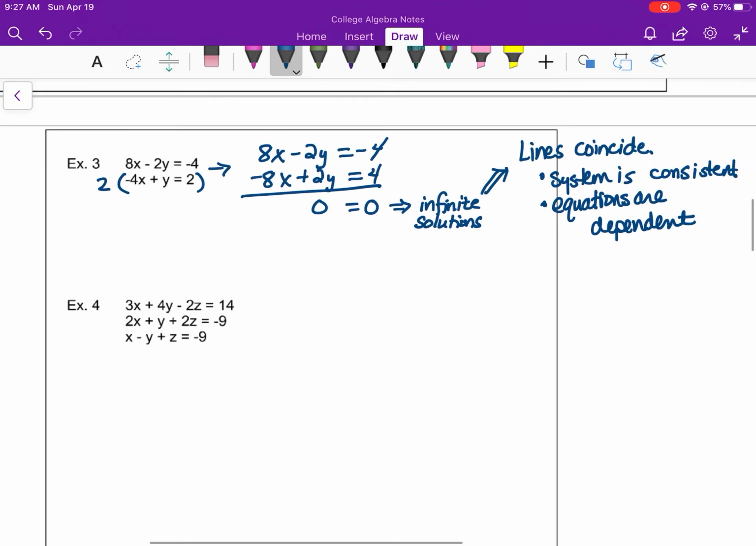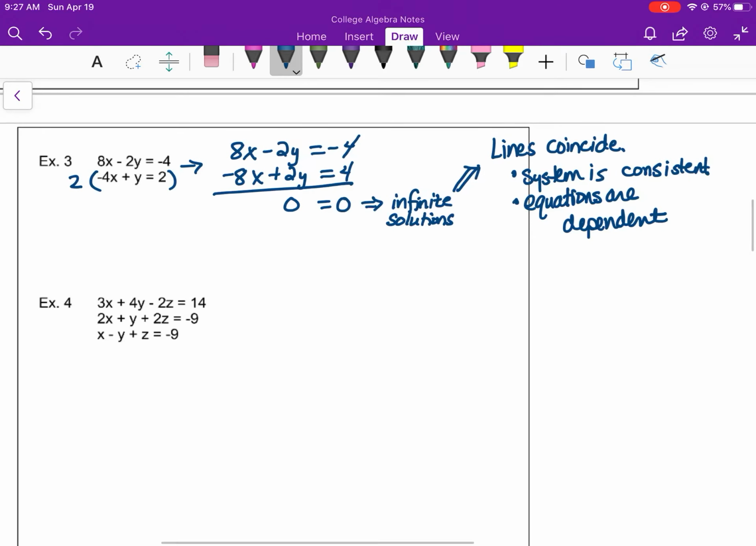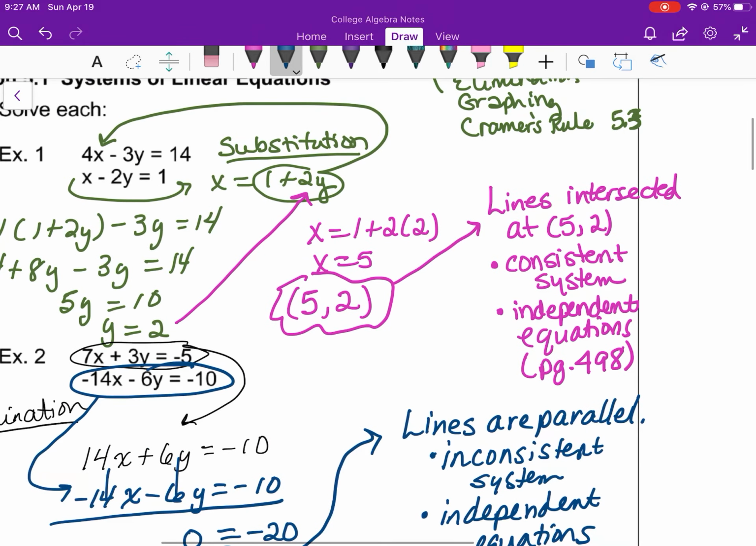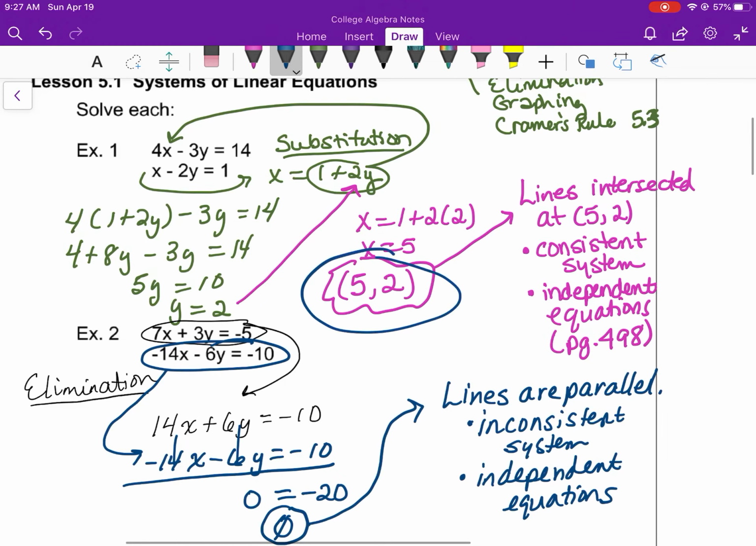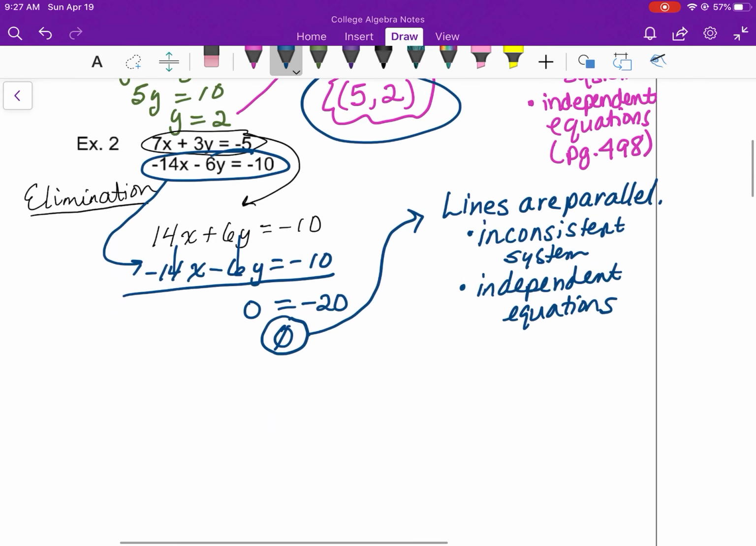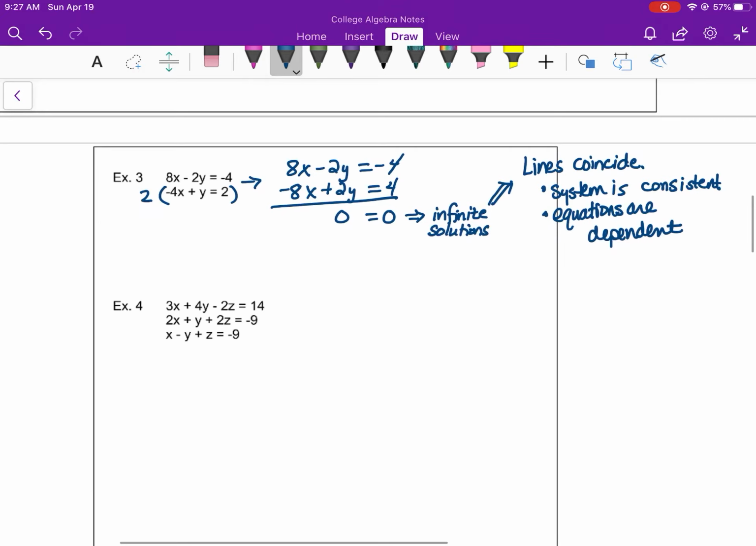Okay, now how do I write the answer when I have infinite solutions? So let's just backtrack a little bit. When I get an ordered pair, I expect you to write it as an ordered pair. When you get no solution, this is the notation. When you get infinite solutions, here's what we need to do. Your textbook is going to say to write the solution set with y arbitrary.